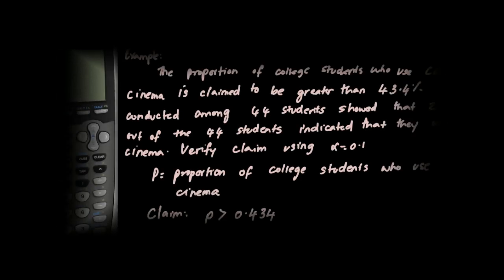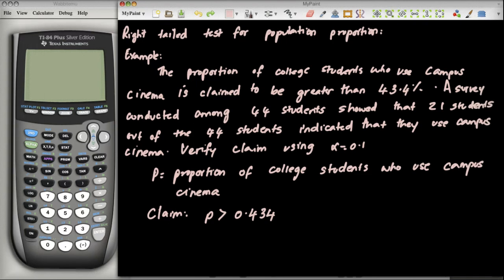This video is an example for a right tail test for population proportion. In this example, it's claimed that the proportion of college students who use campus cinema is greater than 43.4%. A survey conducted among 44 students showed that 21 out of those 44 students indicated that they use campus cinema. Verify the claim using alpha equals 0.1.